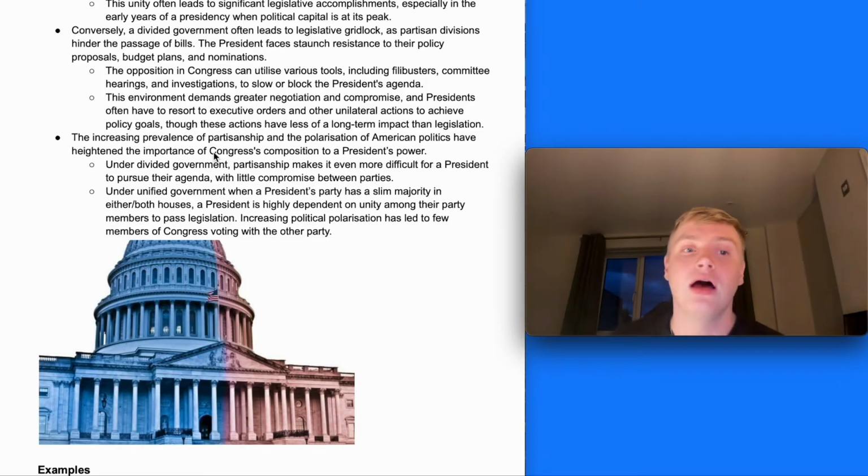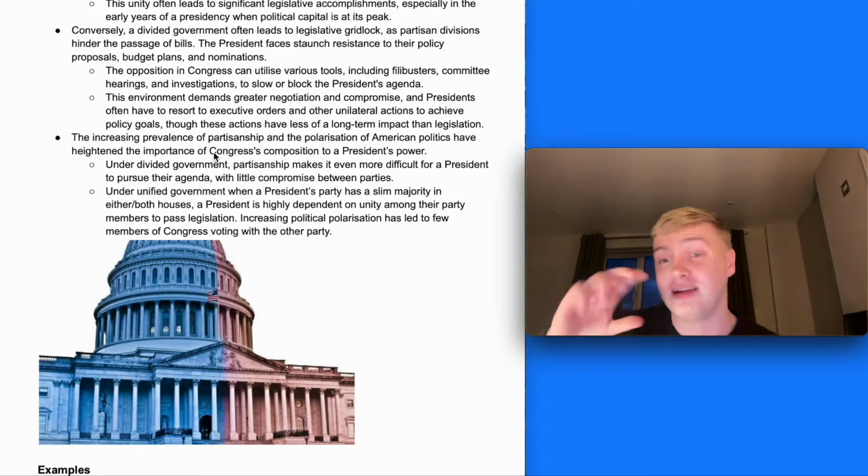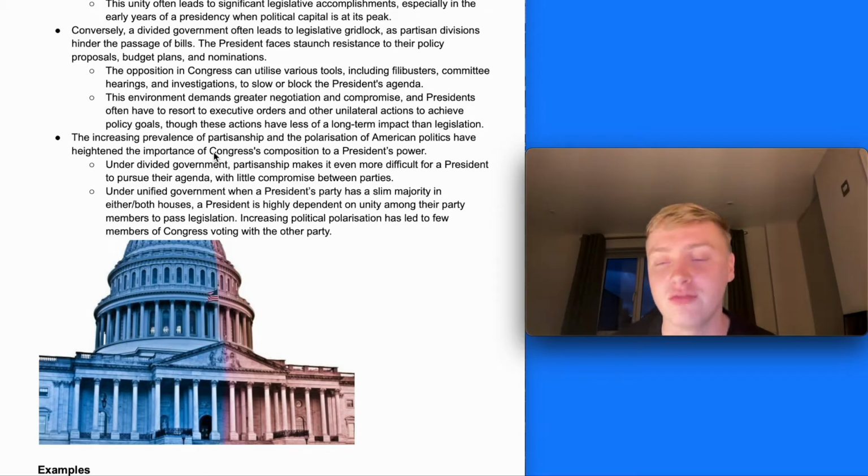So just to be clear, I've put either or both houses because they may have a slim majority in one and a big majority in the other. Under unified government, they do have a majority in both houses.